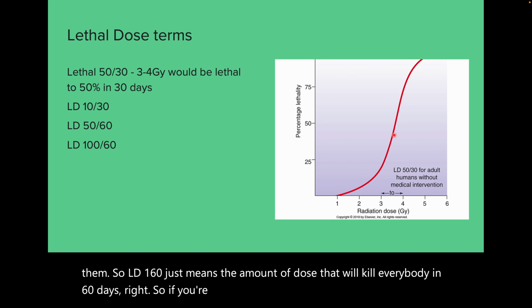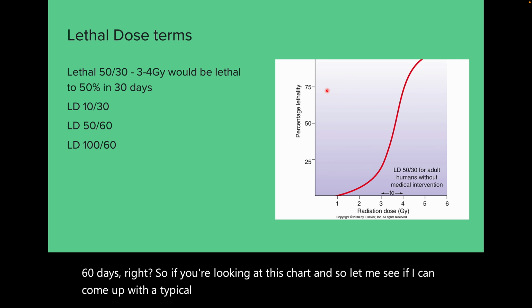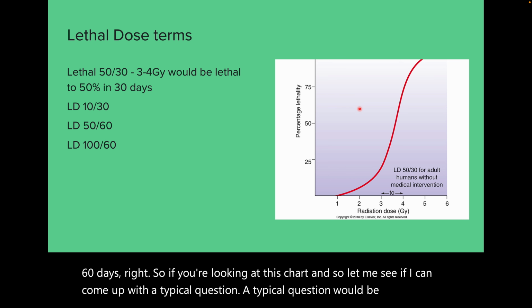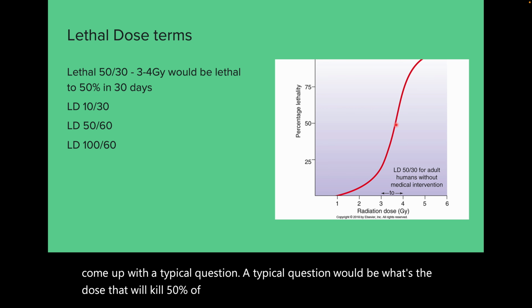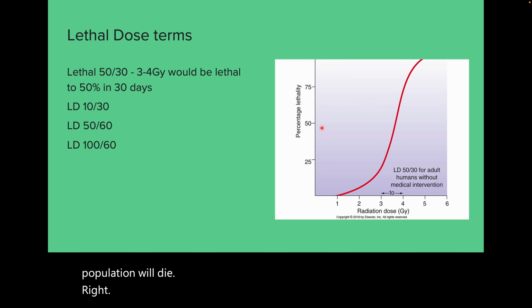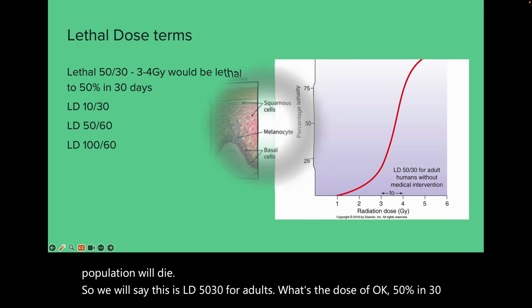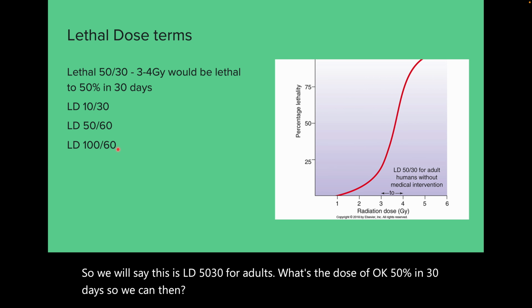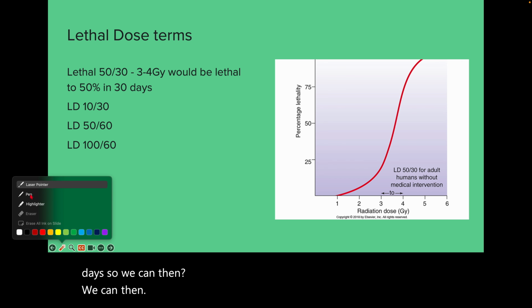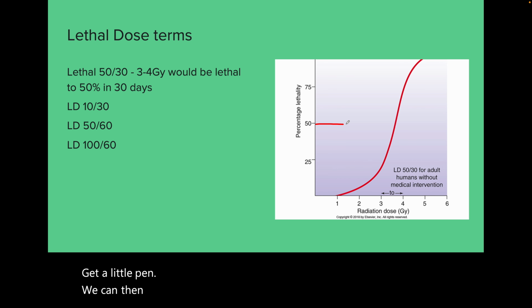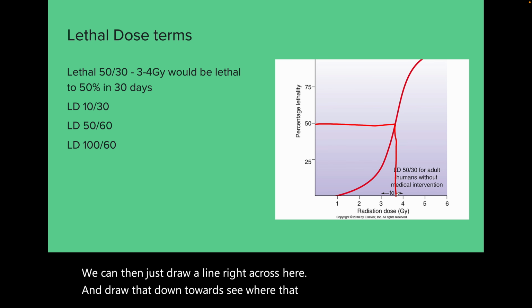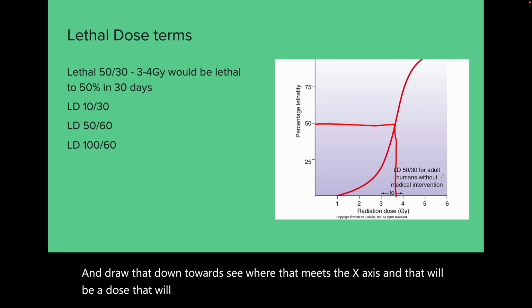So if you're looking at this chart, a typical question would be, what's the dose at which 50% of the population will die, right? So we will say, this is LD 50-30 for adults. What's the dose that will kill 50% in 30 days? We can then just draw a line right across here and draw that down to see where that meets the x-axis, and that will be a dose that will kill 50% of the population within 30 days.